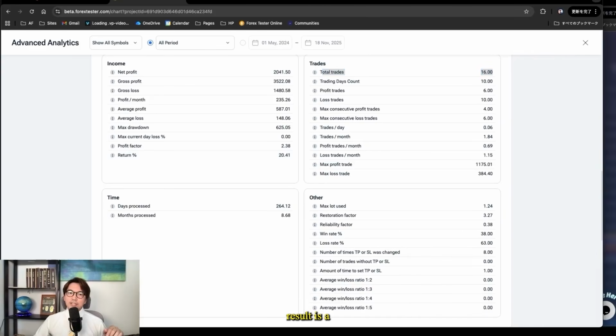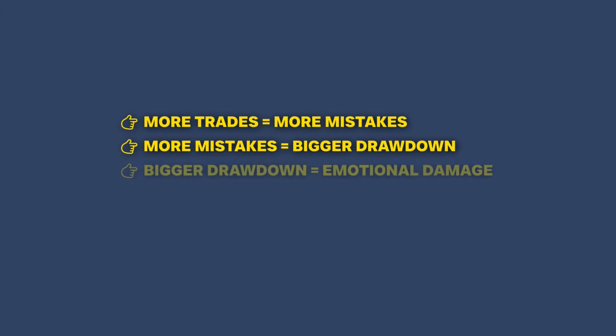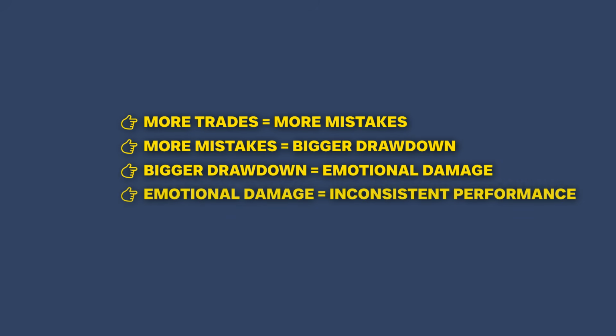So this result is a textbook example of less is more. I always teach this in Ichimoku. Quality makes money and quantity loses money. Many traders think taking more trades means more opportunities, but in reality, more trades, more mistakes. More mistakes, bigger drawdown. And bigger drawdown, emotional damage. And emotional damage, inconsistent performance.